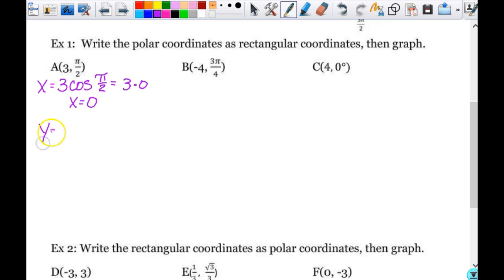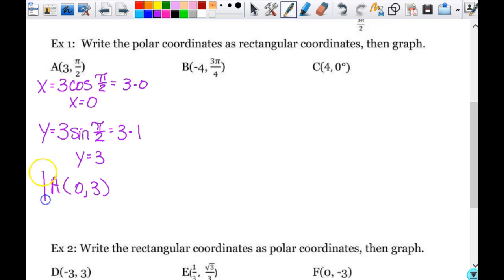Then y equals 3 sine of pi halves. So that's 3 times, what's the sine of pi halves? 1. So y equals 3. So my point in rectangular form for point A is 0, 3.